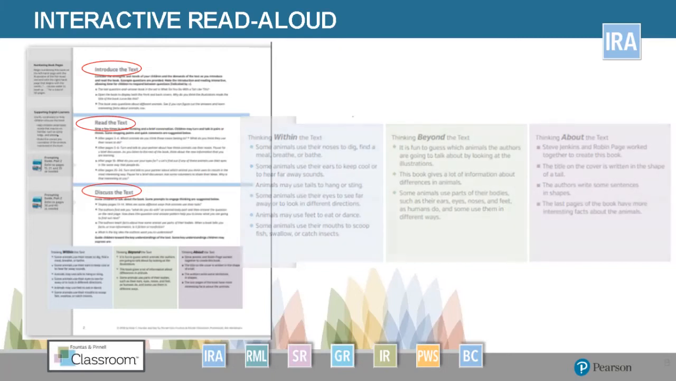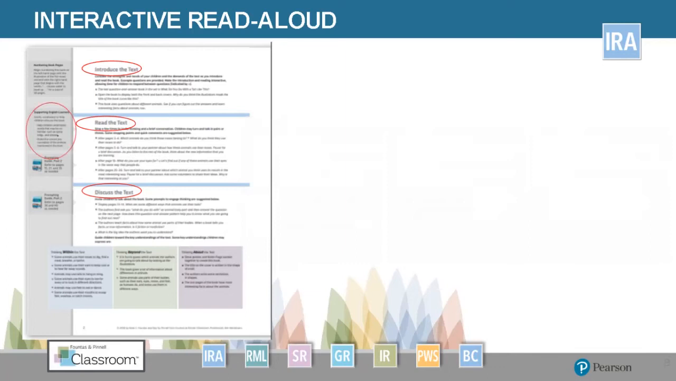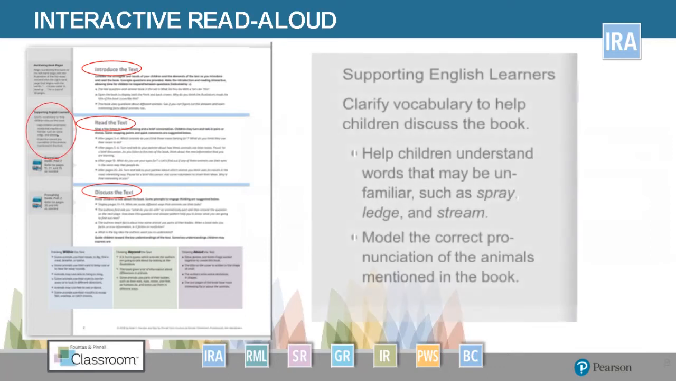The other thing that it does to support teachers is making sure that we're thinking about our English language learners. And so within each part of the lesson, you'll notice that there's supports for English language learners. Here's an example of one that's when you're reading the text, how you might support English language learners during that part of the lesson.